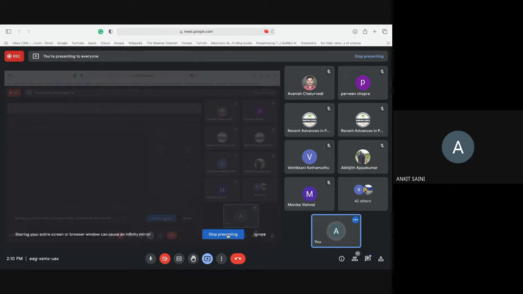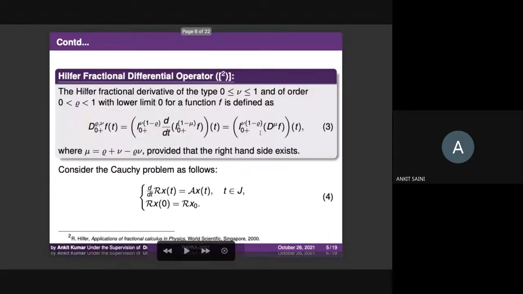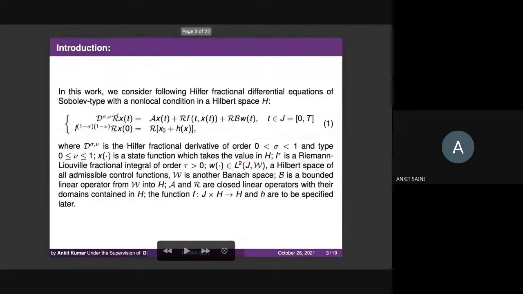Before using the Hilfer fractional derivative, I worked with the Caputo fractional derivative. The Hilfer fractional derivative is a two-parameter derivative, with a type parameter nu. If nu is equal to 1, it becomes the Caputo fractional derivative, and if nu is equal to 0, then it behaves like the Riemann fractional derivative. So basically it is a generalization of the Riemann fractional derivative and an interpolation between Riemann and Caputo. That's why we use this fractional derivative in this work.